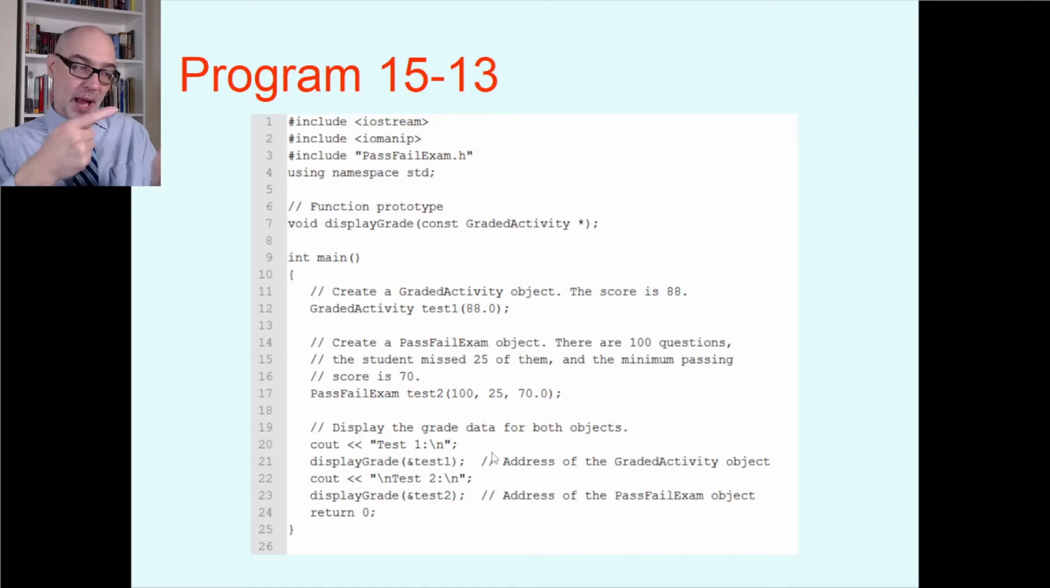And now we're going to pass both of those things into the displayGrade function. So here we are in line 21 calling displayGrade and passing in the address of test1, which is actually a graded activity. And then on line 23, we're calling displayGrade and passing in the address of test2, which is really a pass-fail exam. Okay, it totally compiles, this totally works. Passing in pointers to different types of objects as long as they're in the same class hierarchy. And of course, a pass-fail exam really is a type of graded activity, so it makes sense.